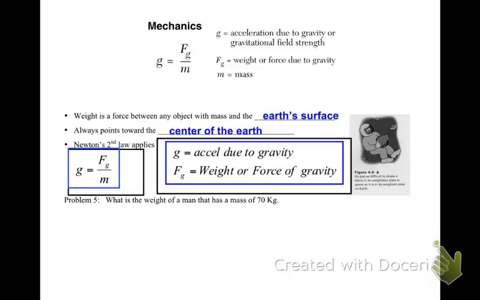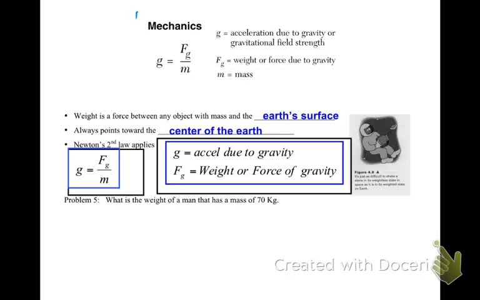However, your mass on Earth or on the moon would be the same. As soon as you come back to Earth from the moon, you're going to weigh the same that you did before, providing you didn't lose a ton of weight in space, which would stink, or be a good thing. I mean, it's up to you. But it is important to realize that the weight is actually a force between an object with mass and the Earth's surface, or the acceleration due to gravity. We've seen this law before.